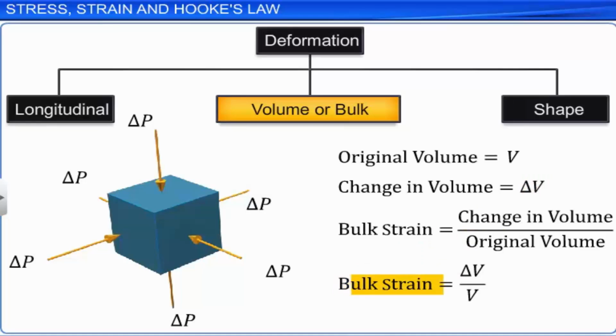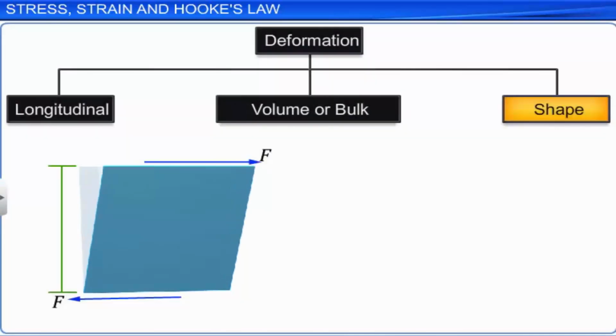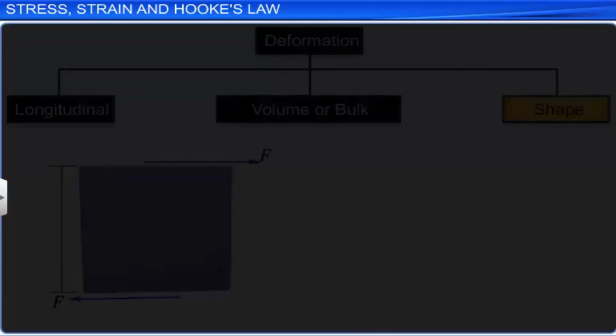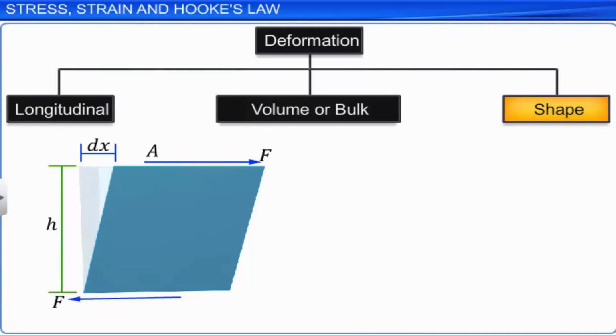When a force is applied to the top surface of the body tangential to it, the top surface is displaced laterally with respect to the bottom surface by length dx. Simultaneously, the vertical face of a body normal to the direction of the force applied is tilted through an angle gamma from the vertical. If the vertical height between the two horizontal surfaces is h, then, using the geometry of the right triangle, we get the trigonometric ratio tan gamma is equal to dx by h.